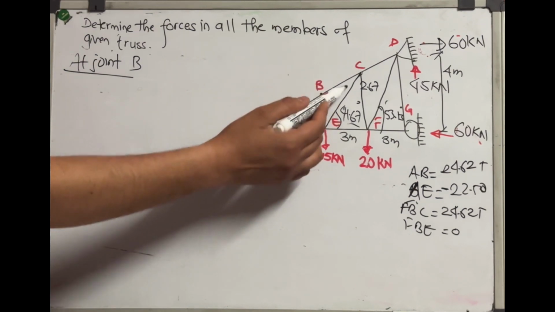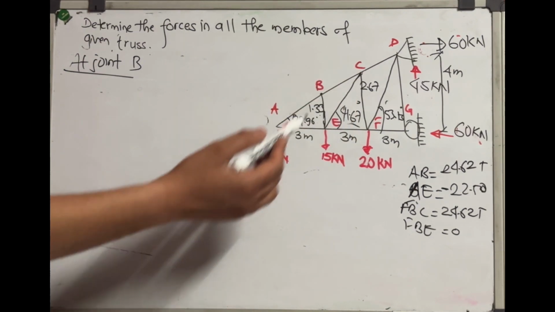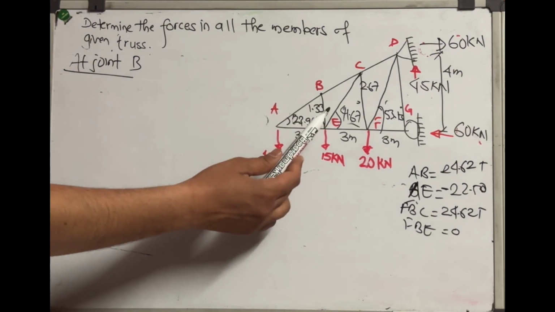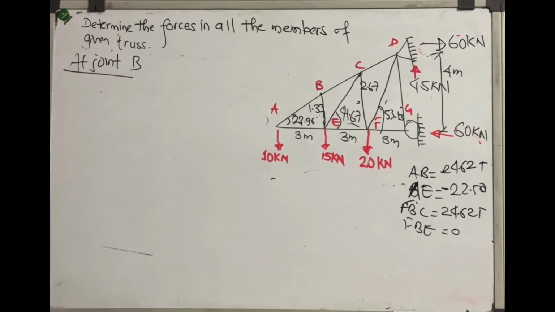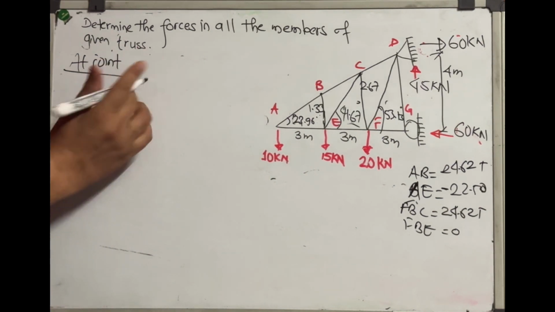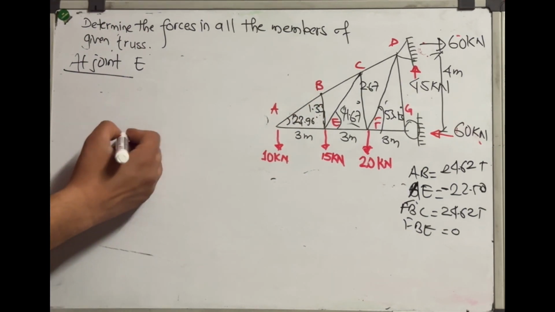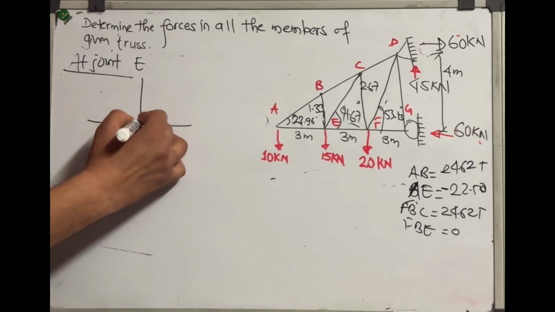If you go to joint C, 1, 2, 3, 4. So 1 has been determined and others are not determined, so 3 unknown, so that cannot be solved. So at first you have to go to joint E. So you have to understand this. So at joint E, what is the case? So draw the figure at joint E. So this is the case here.